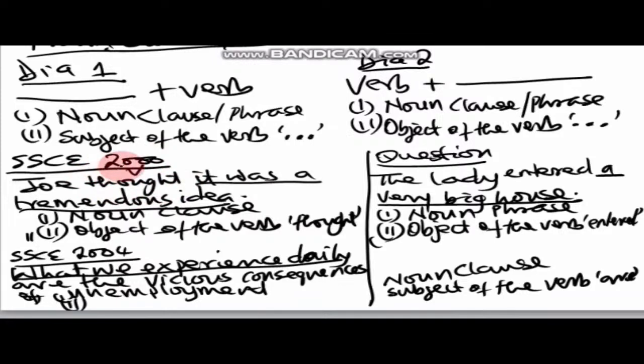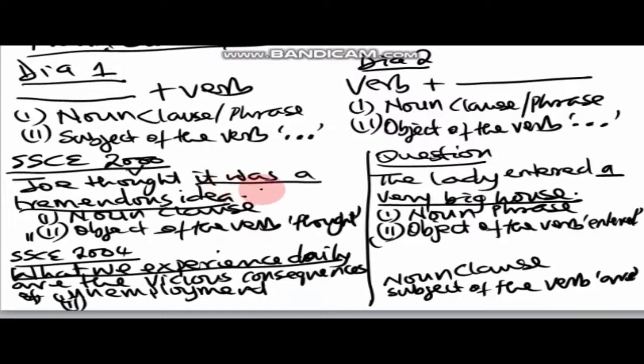Now, watch SSC 2000. Joe thought it was a tremendous idea. They underlined it was a tremendous idea. If you look at the underlined words, it is coming after the verb thought. Look at your diagram number 2: verb, then underlined words. So just call it what? A noun. They call it object of the verb thought, because it's coming after the verb thought.